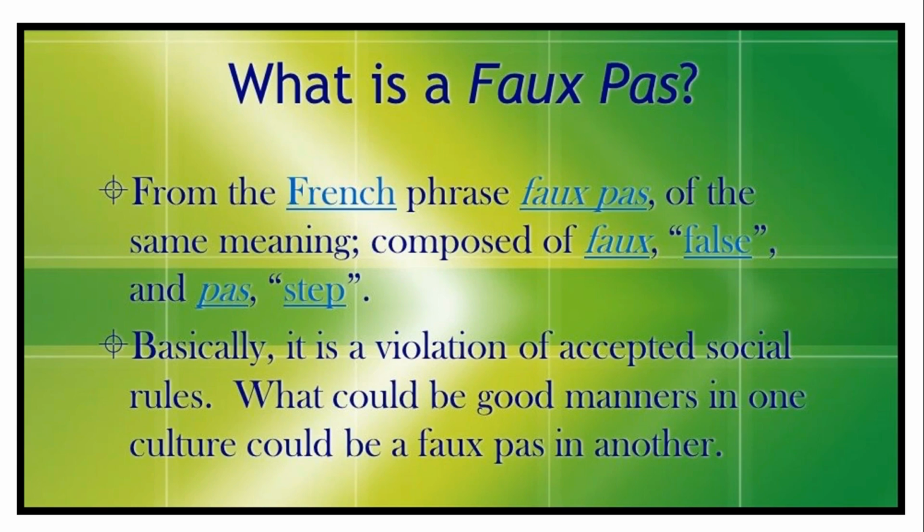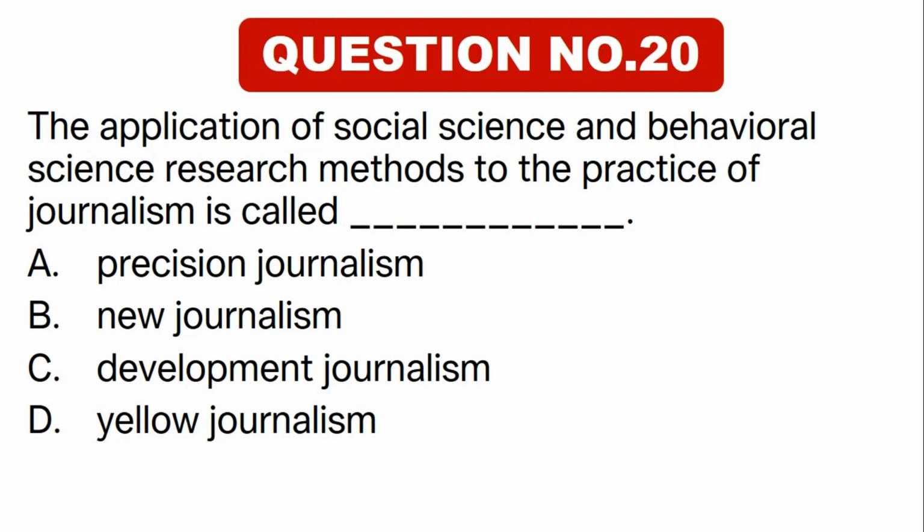Number 20. The application of social science and behavioral science research methods to the practice of journalism is called A. Precision journalism, B. New journalism, C. Development journalism, D. Yellow journalism. The correct answer is letter A, precision journalism.